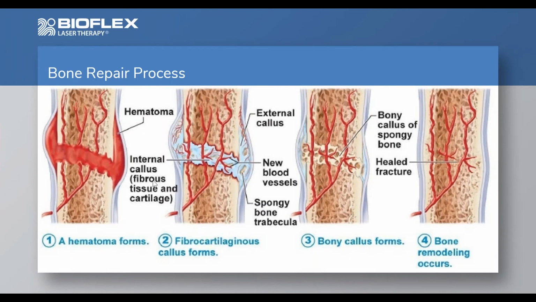So what happens during a fracture? Well, we've all studied this. You'll have your initial inflammatory site and a hematoma develops. Then you'll start to get internal callus formation with fibrous tissue and cartilage forming, so a fibrocartilaginous callus. You'll start to get a formation of new blood vessels, and slowly spongy bone trabeculae start to infiltrate, and eventually this bony callus will form and heal up the fracture, and you'll get bone remodeling based on mechanical stress, and you've healed your fracture.